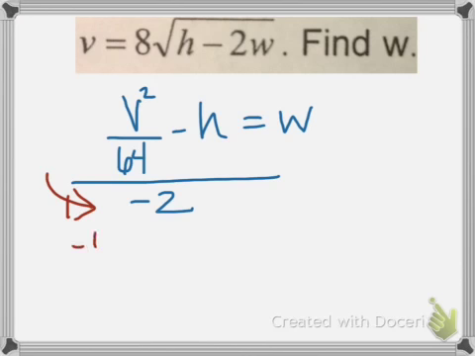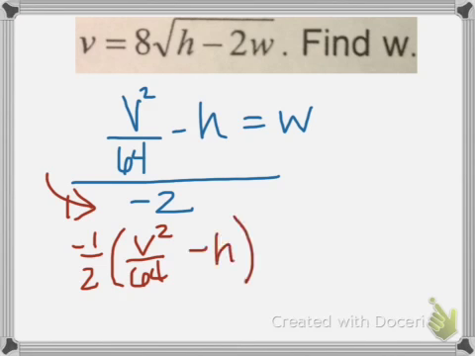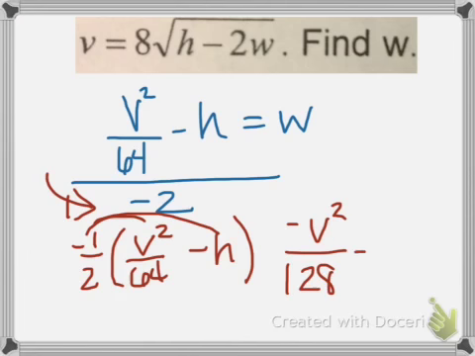So I'll rewrite it this way. Now I'm going to just distribute in. And I will end up with negative v squared all over 128, plus, because the signs would change when you have two negatives, 1/2 h equals w.